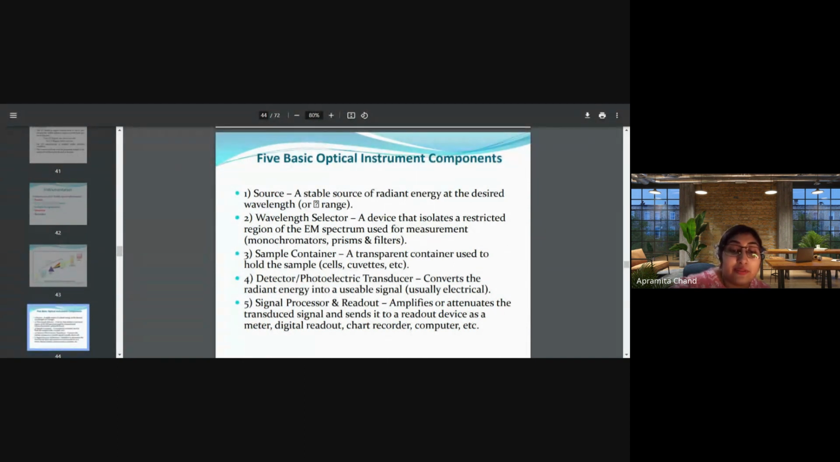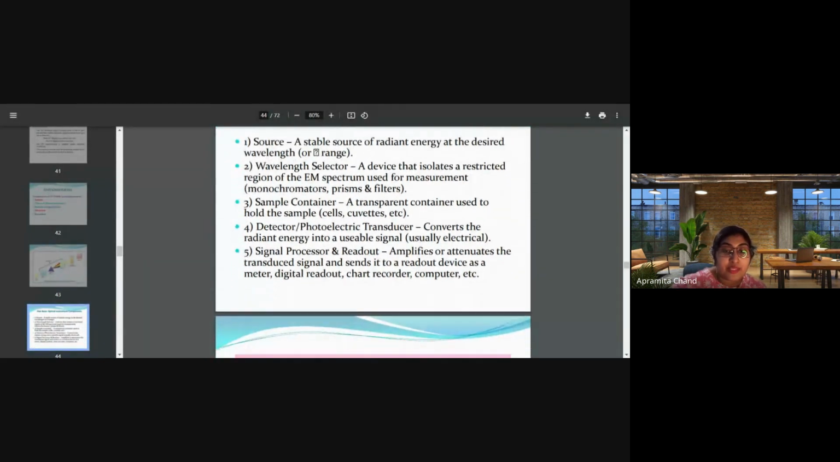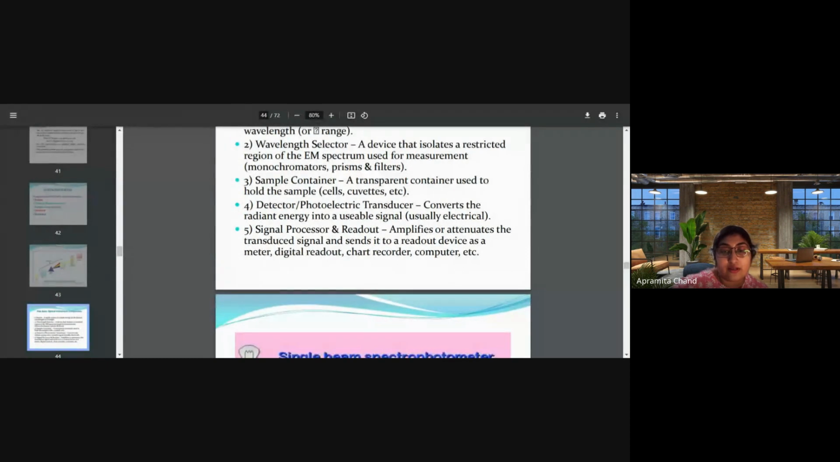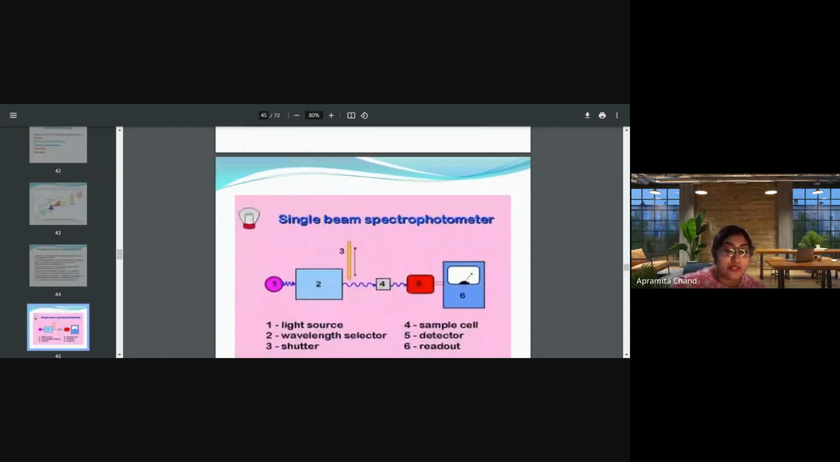It will not react with the sample. So you must have a sample container like that. Similarly, a detector which will convert the radiant energy into a usable signal, because that is what will be recorded. And after the signal is there, how will you amplify it and send it to a thing that can read the signal and make it human readable format? So that will be a processing unit.